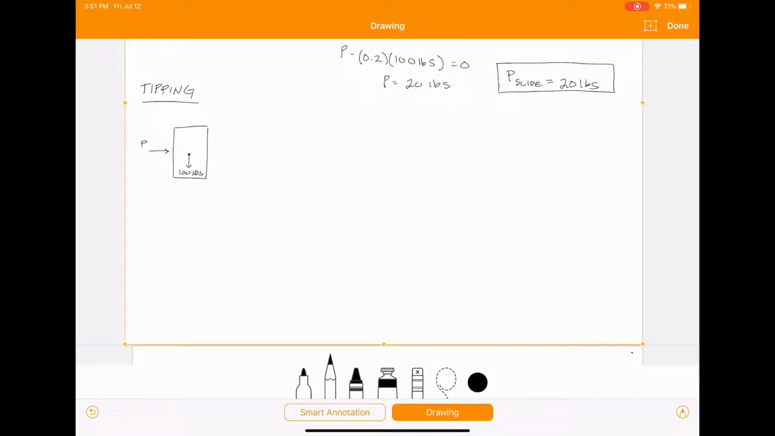So when we're tipping, we know that we're going to tip about this point here. We'll label that point O. And since when this box is tipped, this is going to be the only point that's touching your surface, your normal force and your friction force are going to act at that point. Again, we'll just add these dimensions here.